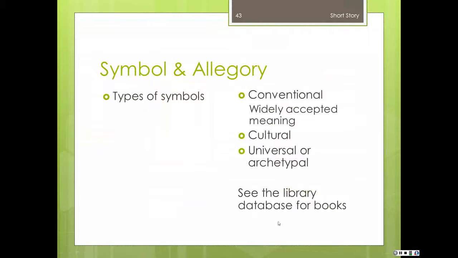So understand that symbols can have a variety of meanings. They always need to fit within the context of the story with regard to interpretation, but you can go to the library databases for information on interpreting things as symbols.